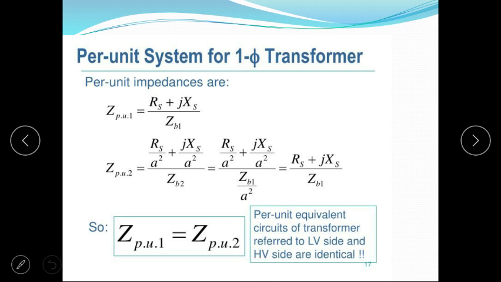Similarly, per unit impedance is equal to actual impedance upon base value, where the base value is Z base 1 upon A square for Z per unit 2 on the HV side. So at LV side Z per unit 1 is equal to ZL upon Z base 1, and at HV side Z per unit 2 is equal to ZL upon Z base 1. So we see that Z per unit towards LV side is equal to Z per unit towards HV side in a transformer.